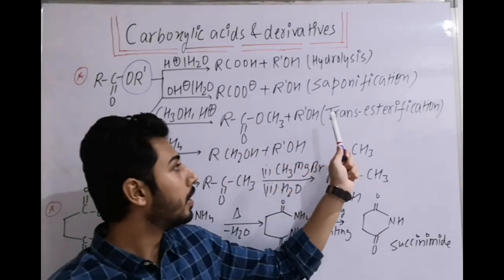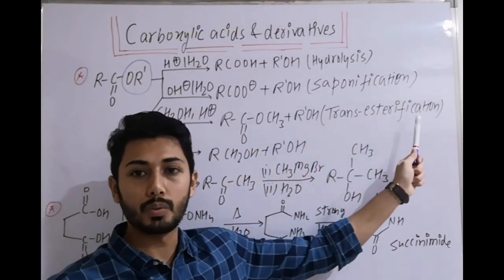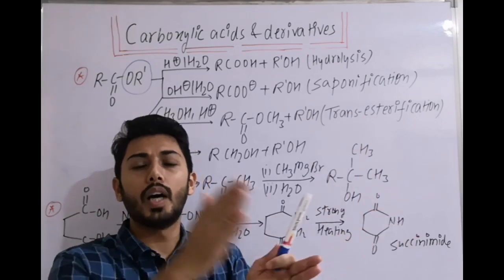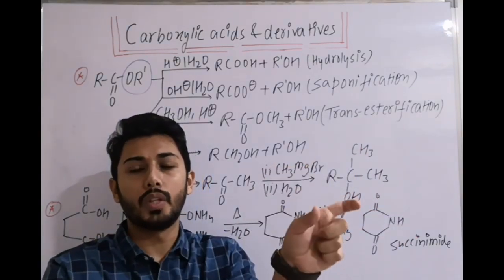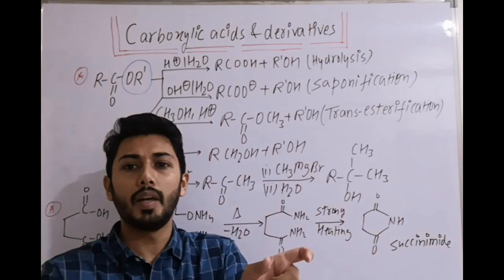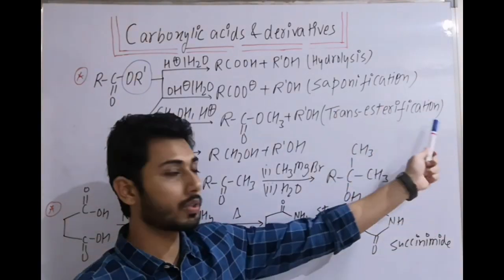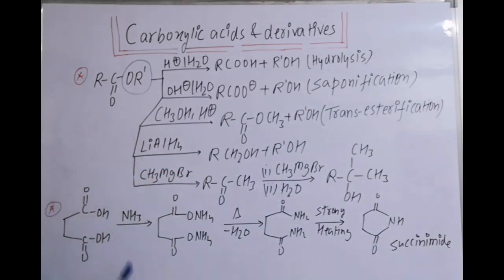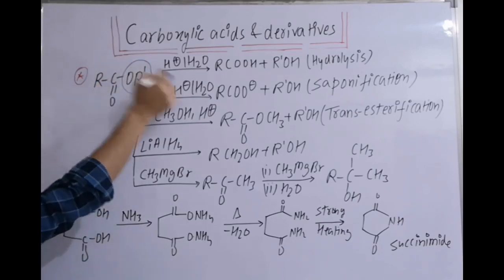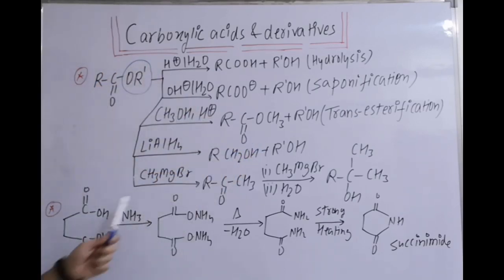That's why this is transesterification. Means ester with another alcohol, the ester OR will be substituted by alcohol and again a new ester is formed, and that is transesterification. Fourth reaction is reduction of ester group. It simply cleaves the bond like this and RCH2OH, R dash OH is formed.